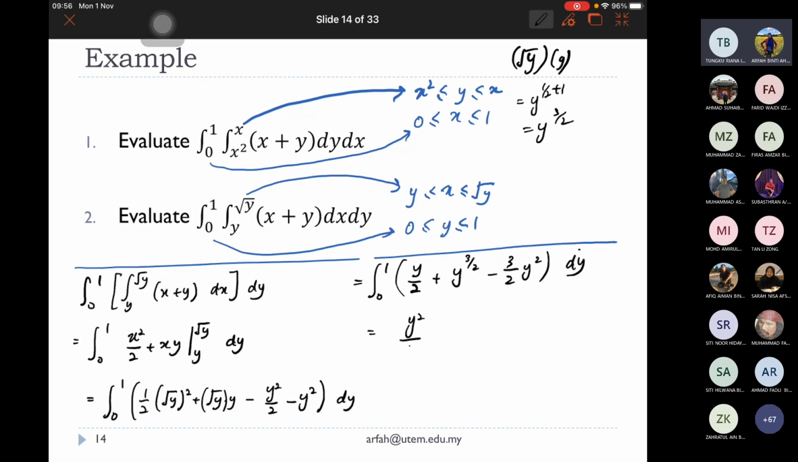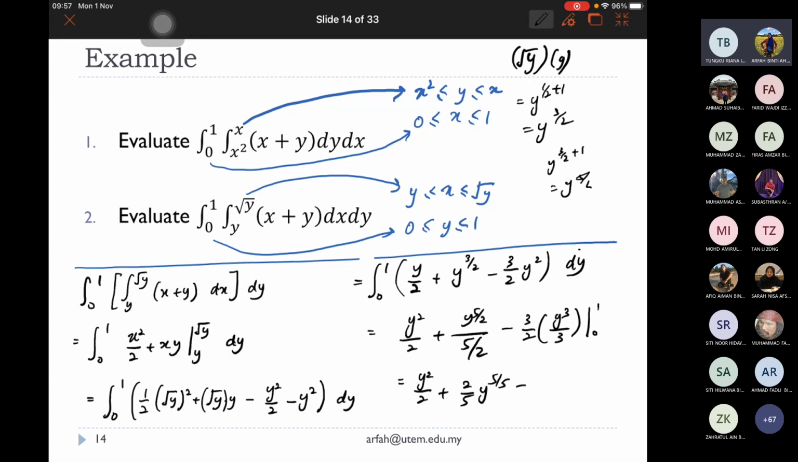So dia akan jadi y kuasa 2/2 tambah y kuasa 3/2 tambah 1. So you akan dapat y kuasa 5/2. So y to the power of 5/2 per 5/2 tolak y kuasa 3 per 3. Daripada 0 sampai 1. So jadi y squared over 2 tambah 2/5 y kuasa 5/2 tolak y kuasa 3/2, 0 until 1. So 1/2 tambah 2/5 tolak 1/2. So jawapan dia akan dapat sama dengan 3/20 juga.